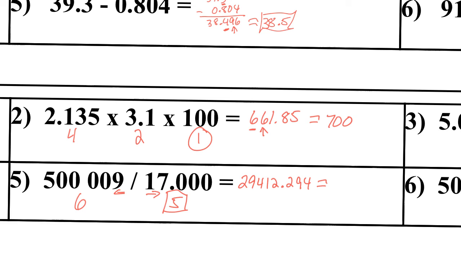Decimal's present, so I'm going to start from this side and count 1, 2, 3, 4, 5. I'm looking now at that number. 2 is less than 5, so I'm going to just round down or keep the number the same. So this is going to end up with a final answer of 29412, and there's my 5 significant figures.